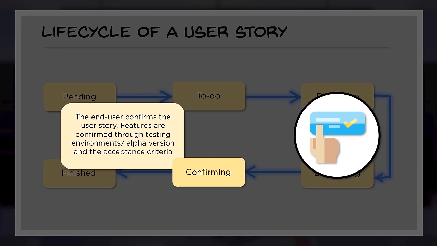So that is very important. So we write a user story, fine, but users are not agreeing to it. That is not a good scenario to be in. User should accept and confirm, then finished. So the user story is completed at this stage.